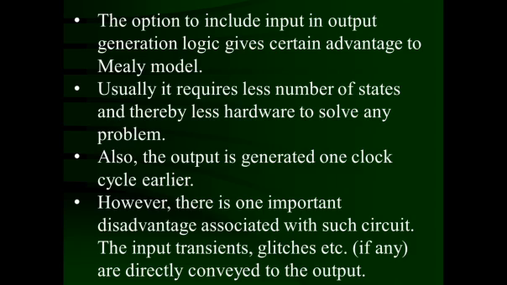So if there is an input transition, a transient, glitches, or an unwanted signal at the input, right? We have studied previously that decoding gates generate glitches and other unwanted signals. If that is present, it is conveyed to the output in a Mealy model, but it is not conveyed in a Moore model, because in a Moore model the next state output does not depend upon the inputs.